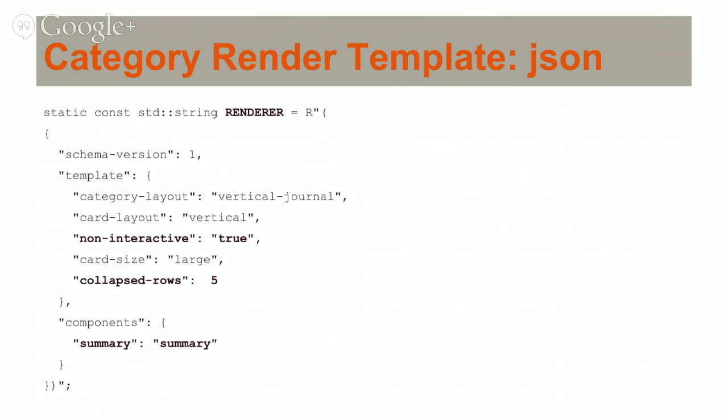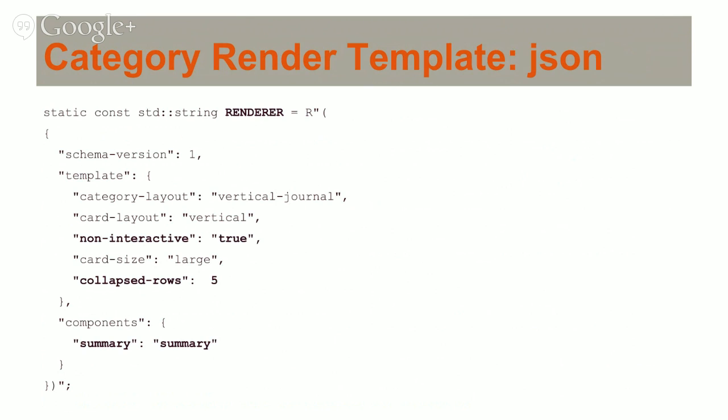The first one being that I'm setting non-interactive equals true. What that means is that there are no previews in this scope. In other words, if a user taps on a result in the category, nothing will happen. This will not cause the scope to switch over to a preview view. It'll just stay right there. So the results within this category are non-interactive.